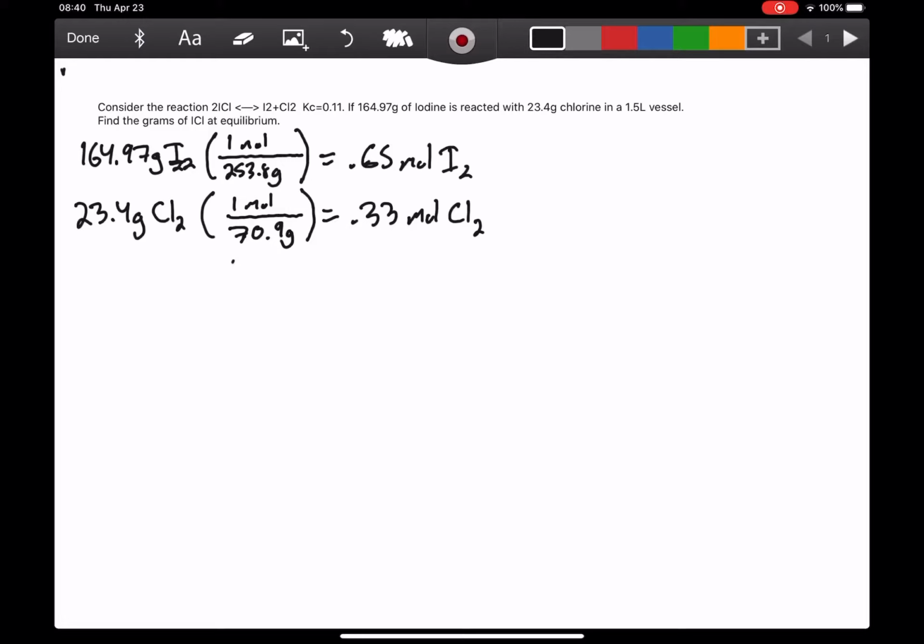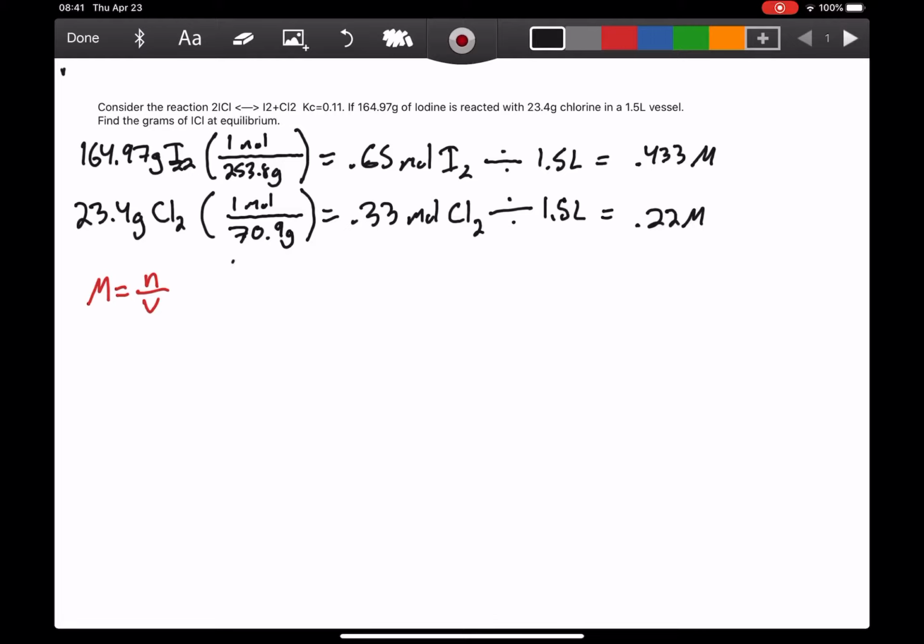So if you recall the formula for molarity, molarity is equal to N, which is number of moles, over V, volume in liters. We're given our volume in liters here, 1.5 liters. So we're just going to divide each of these moles by 1.5 liters, and we are going to be left with 0.433 molar and 0.22 molar. Now that is our concentration.